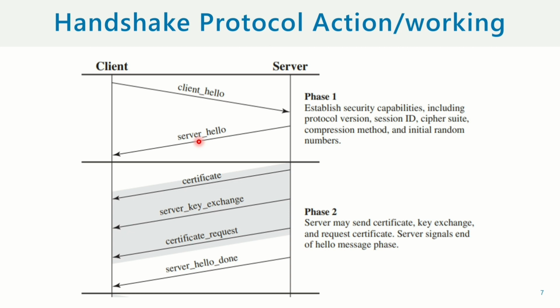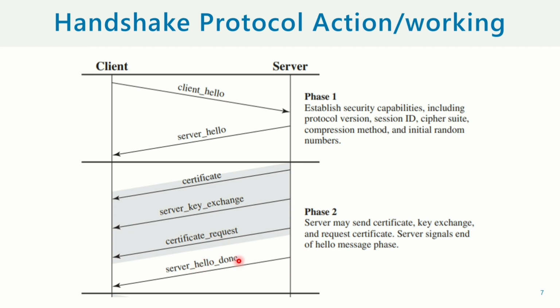And the server also sends the server digital certificate and public key. After getting the server and client hello, the second phase starts. Now, in the second phase, the server will send a certificate to the client and also a server key exchange, and then request the certificate of the client by sending a certificate request message. Then the server hello done.